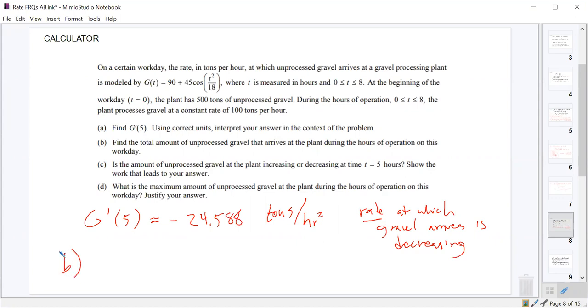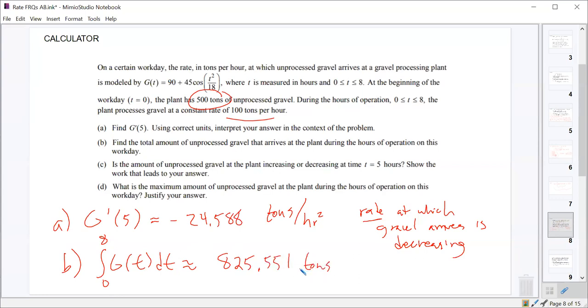Okay. Part B, find the total amount of unprocessed gravel that arrives. Doesn't matter how much there was to start. Doesn't matter how much is processed. All we care about is how much arrives. That's an integral from 0 to 8 of G of T, which came out to be 825.551 tons of gravel. Doesn't say you need units that time, so you don't need units.